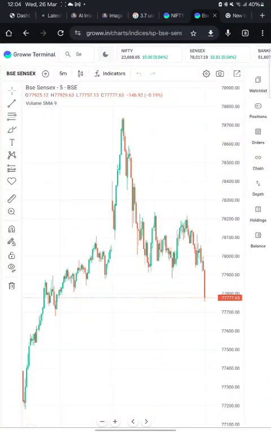Today is a Tuesday. Tuesday is a very special day for traders. Tuesdays and Thursdays are special days for traders. Why? Because there is something called expiry. Before getting into this graph, I'd like to explain what expiry day is. Every Tuesday is a Sensex expiry, and every Thursday is a Bank Nifty and Nifty 50 expiry.